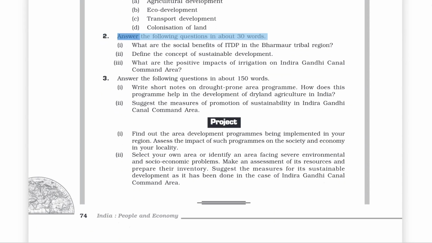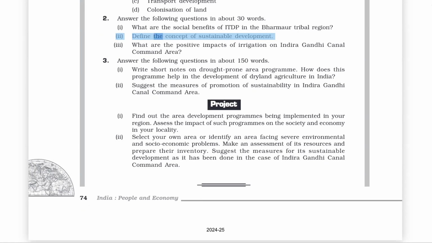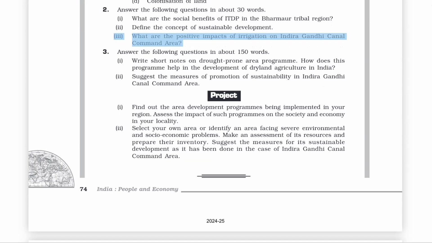2. Answer the following questions in about 30 words. 1. What are the social benefits of ITDP in the Bharmour tribal region? 2. Define the concept of sustainable development. 3. What are the positive impacts of irrigation on Indira Gandhi Canal Command Area?